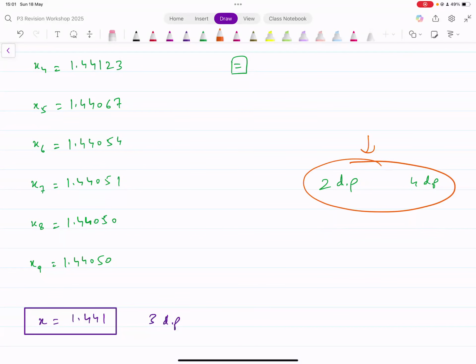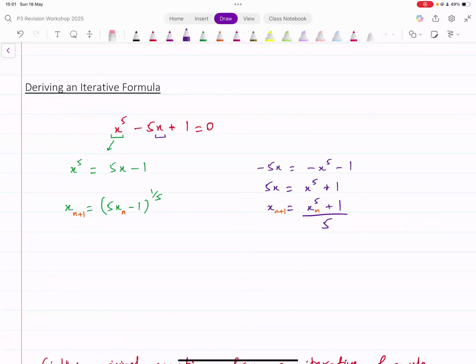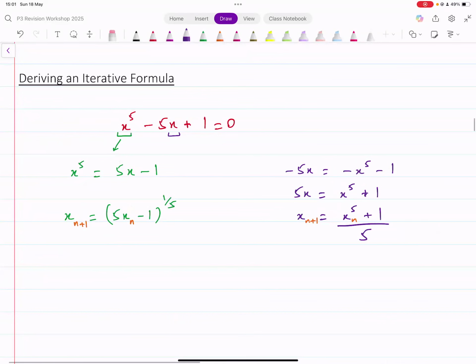For iterations, you will just use 2 extra decimal places as compared to the final answer. But mostly they'll tell you what to do. Now, how do you get that iterative formula? Where does that come from? Now, there's a logic behind it. We'll skip that. But this is the method that we follow.